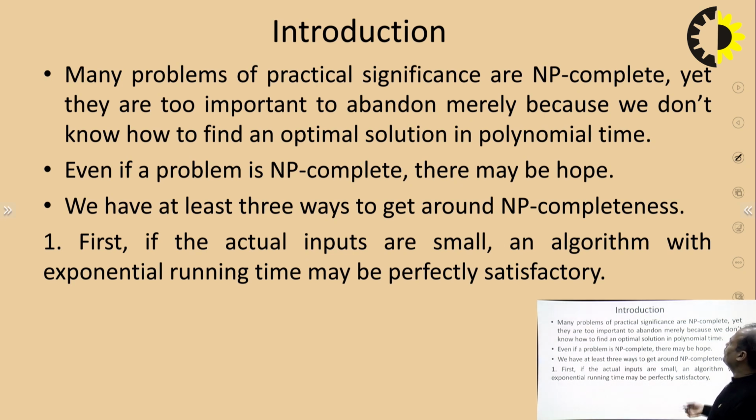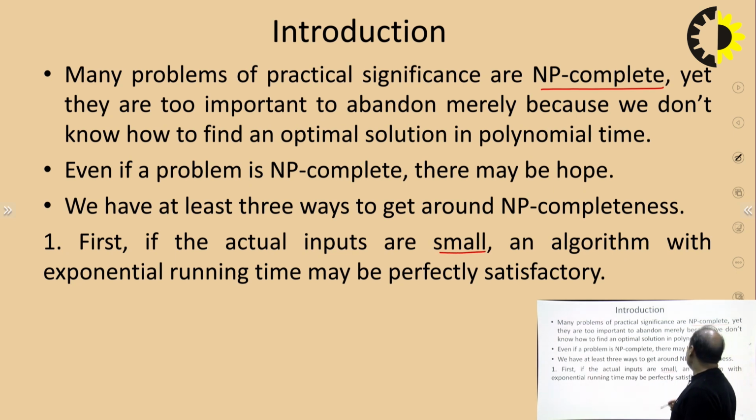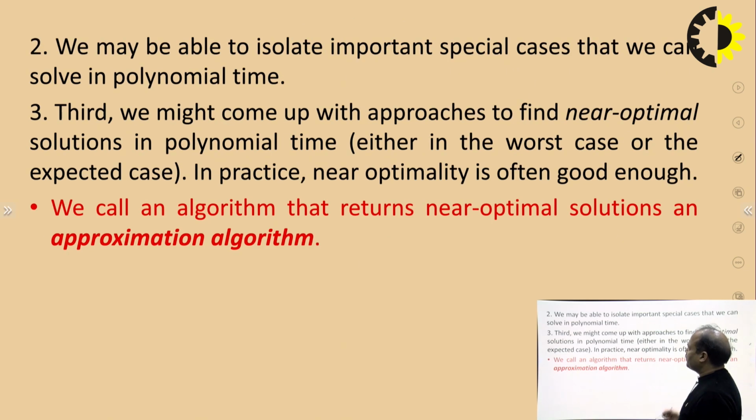Many problems of practical significance, as I said, are NP complete. Yet they are too important to abandon. That means we are not going to skip them. So what is the solution? Number one, the first solution is if the actual inputs are small, an algorithm with exponential running time may be perfectly satisfactory. Yes, if the actual inputs are small, then there is no problem. You can use the NP problem.